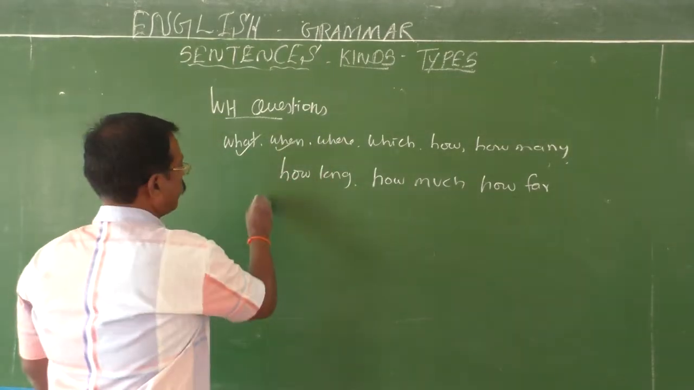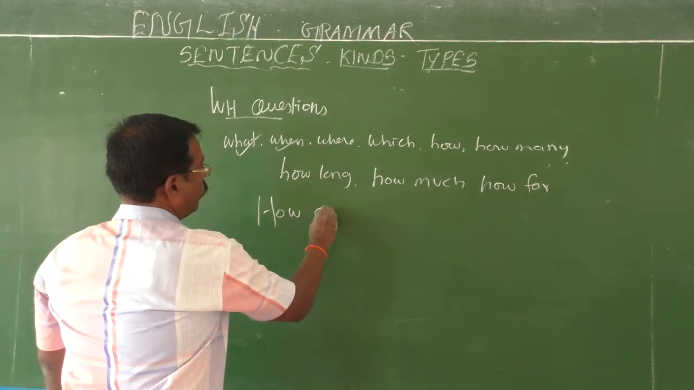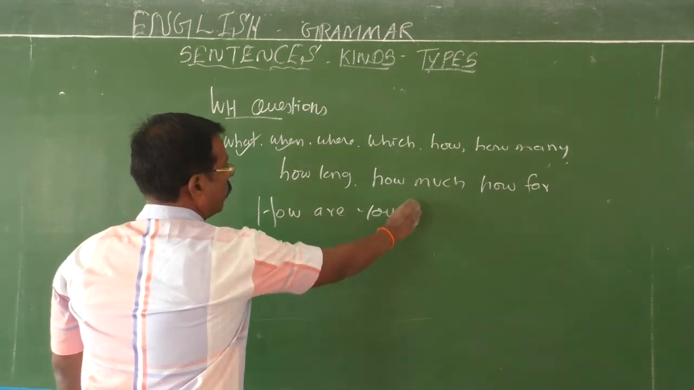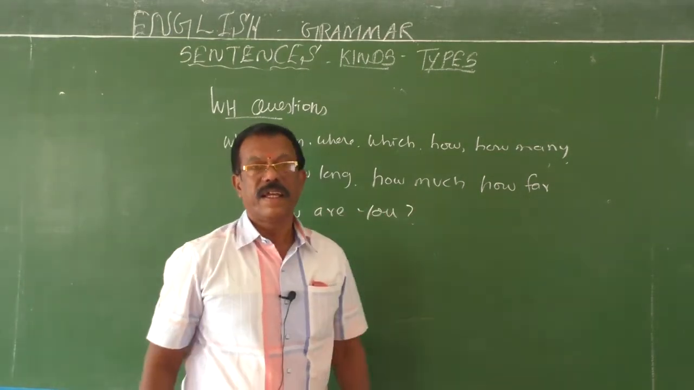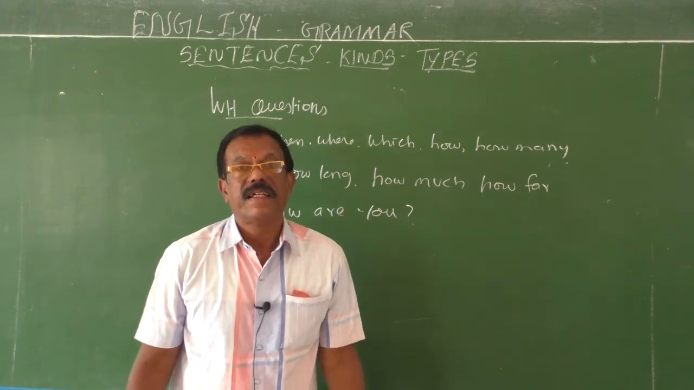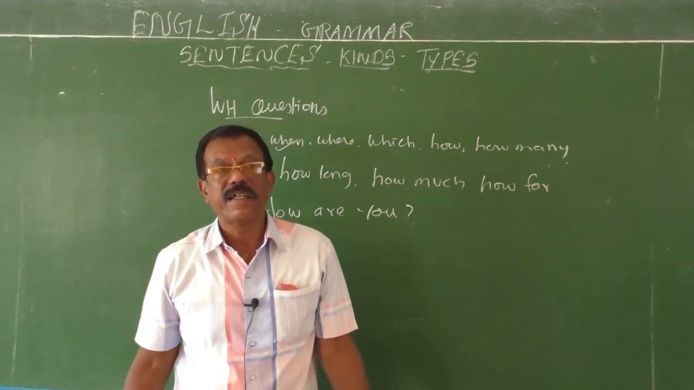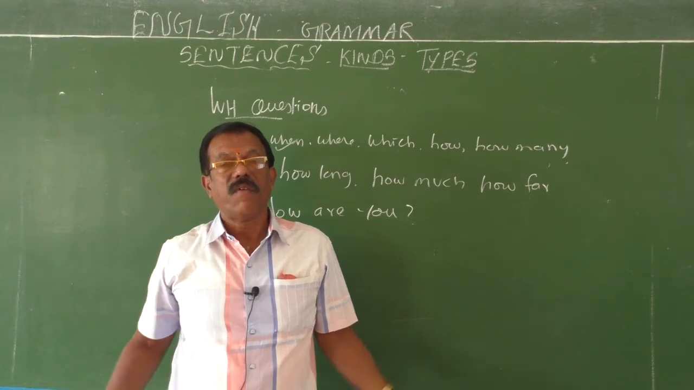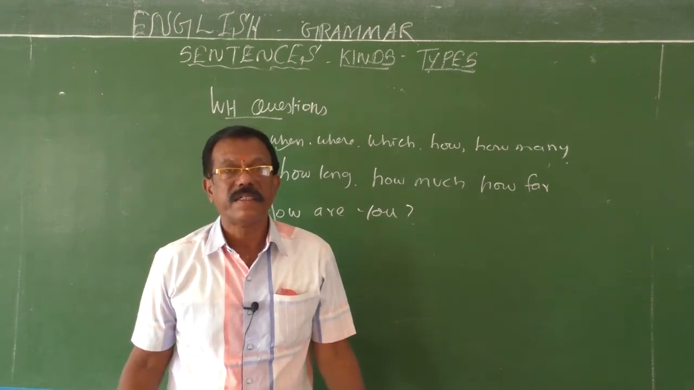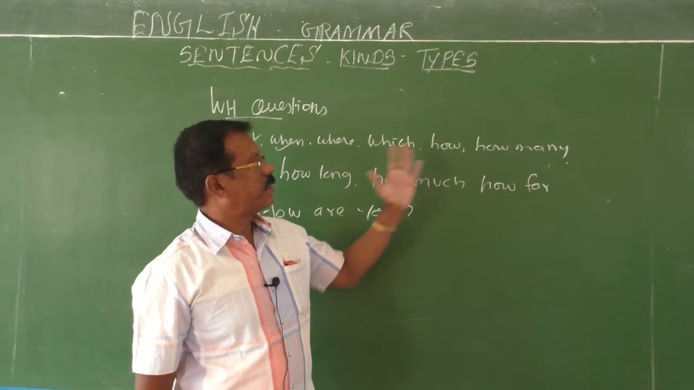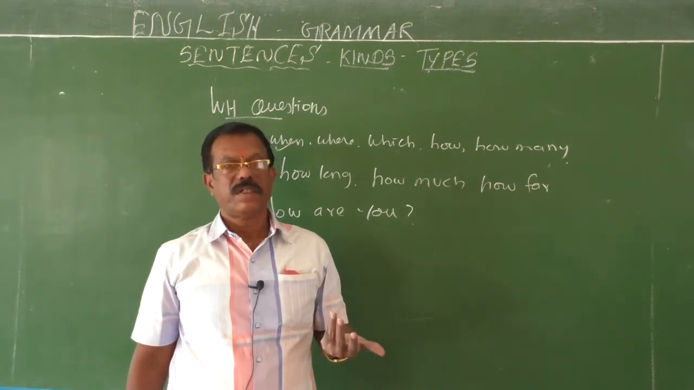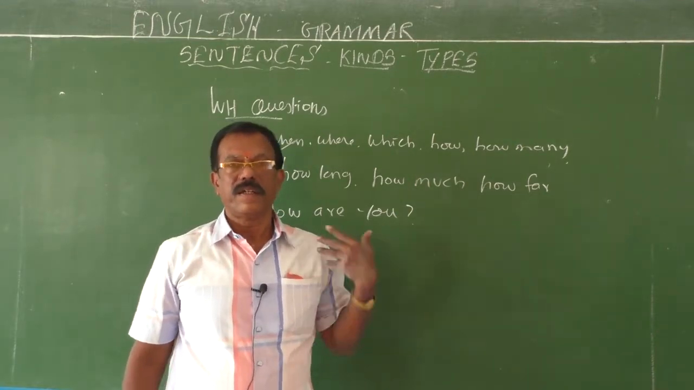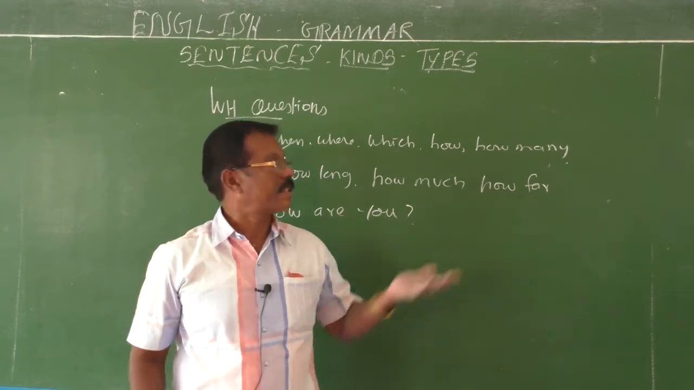How? How are you? How is the day? How is the weekend? How is your father? How is your mother? How are your family members? Okay. So this is how we use to frame interrogative sentences like this.